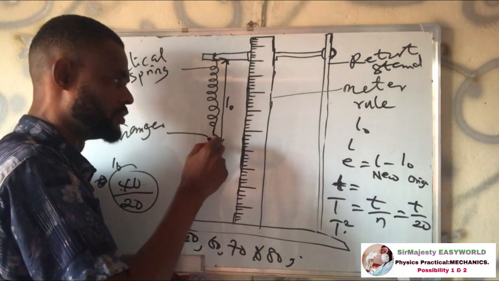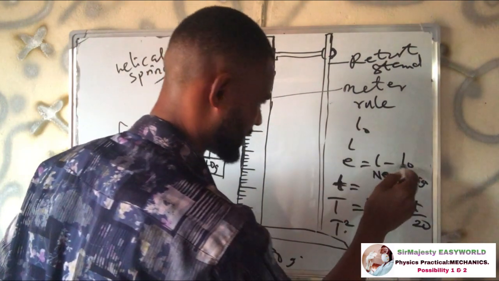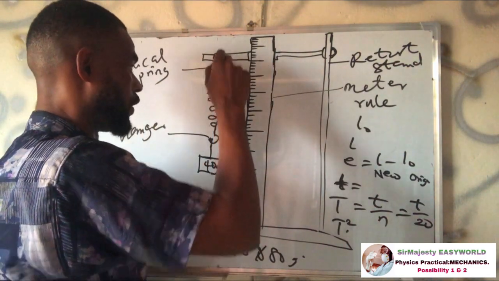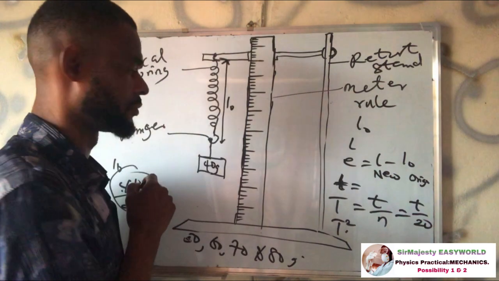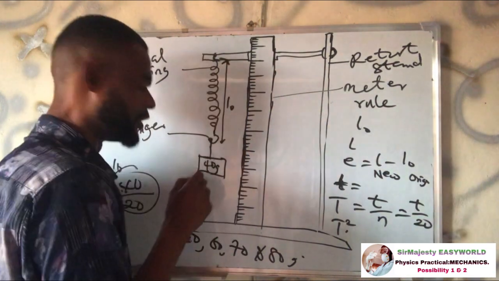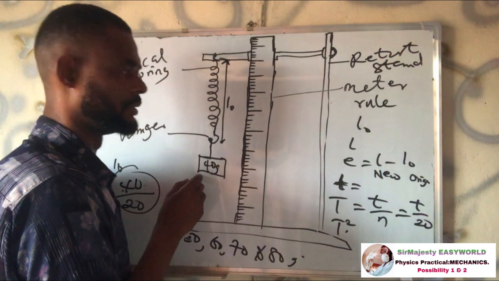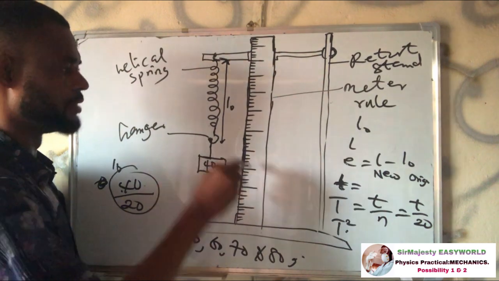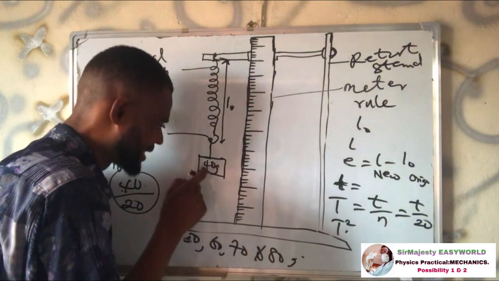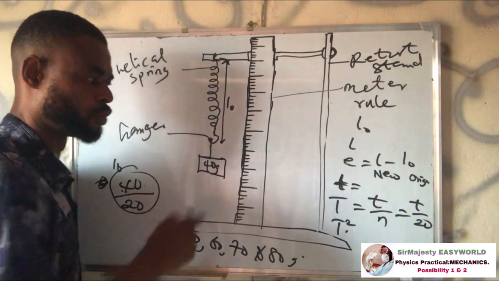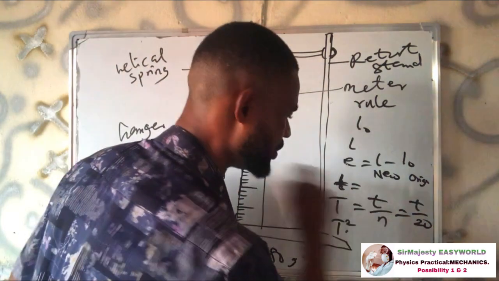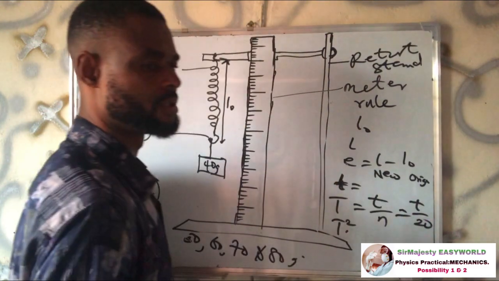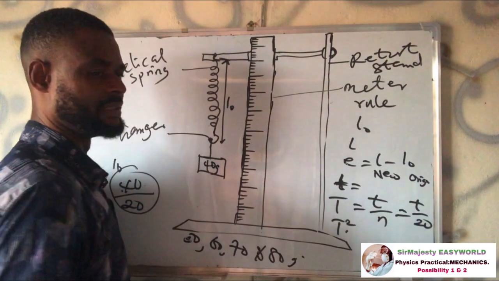Now, after measuring the new length, evaluate e. Remember that this l0 is going to be constant because it is the original length of the spring. When you place 50, take a measurement of the new length. Then evaluate your e for the mass. After evaluating your e, set this into vibration again for 20 complete oscillations. Obtain your time t, and now divide it by 20 to get your capital T.